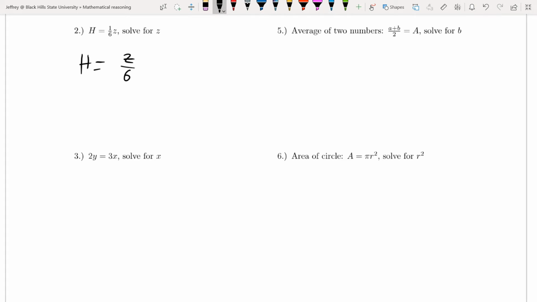Since 1 over 6 times z is basically the same thing as just z divided by 6, in this case I can actually multiply 6 on both sides. So we get 6 capital H equals z.